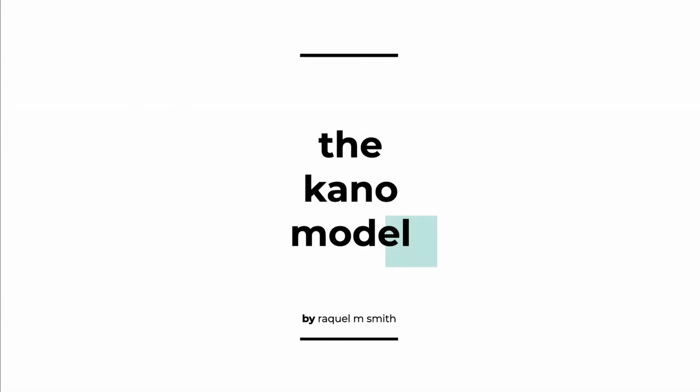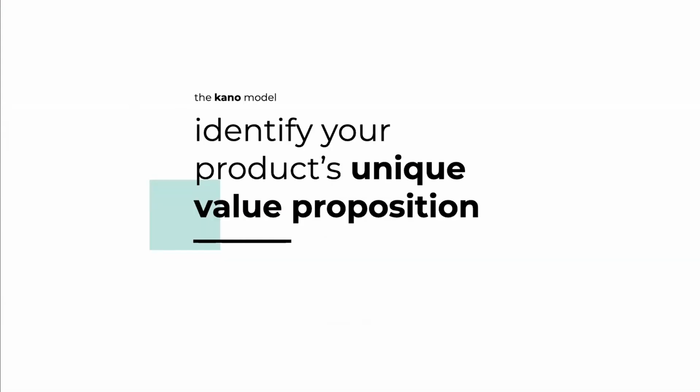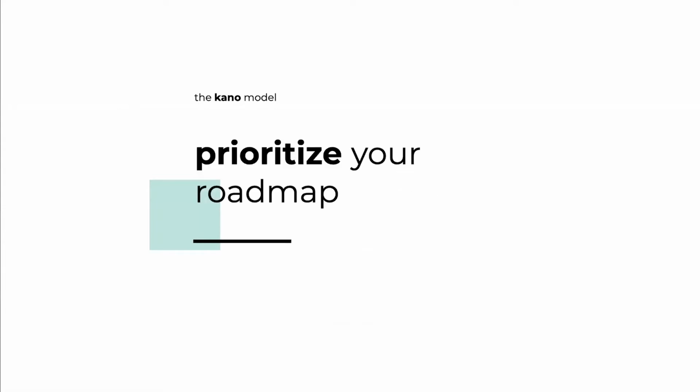All right, so today I'm going to talk about the Kano model, and specifically we are going to talk about identifying your product's unique value proposition. And we are also going to touch on prioritizing your roadmap, but I'm not going to get super deep into that because I don't think we have quite enough time.